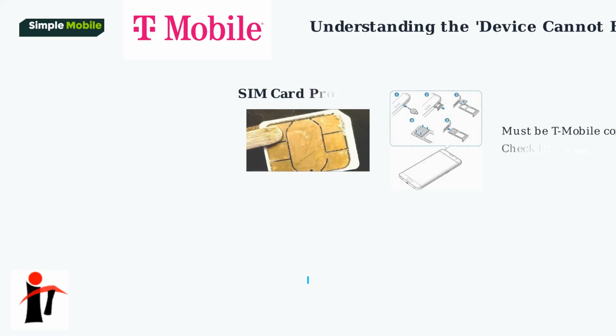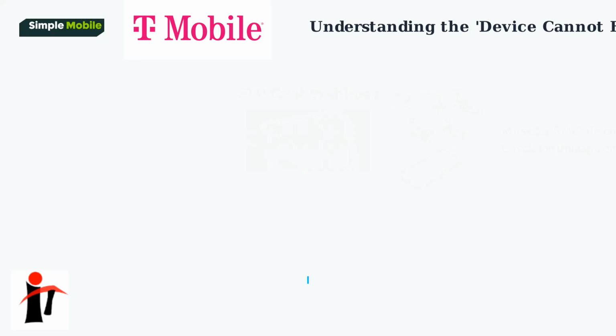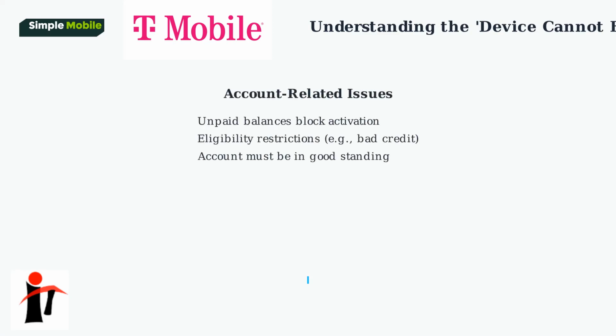Let's break these down. First, the IMEI is a unique identifier for your phone. If the phone was reported lost or stolen, it might be on a blacklist, preventing activation on any network due to FCC regulations. Second, SIM card issues can occur if your SIM is incompatible, damaged, or not properly inserted. A valid T-Mobile compatible SIM is crucial. Finally, account problems, like unpaid balances or eligibility restrictions, can also block activation. You need an account in good standing to activate your device on Simple Mobile.